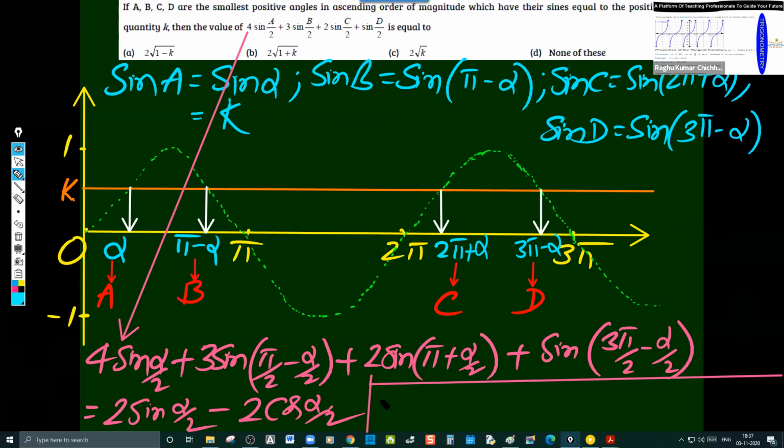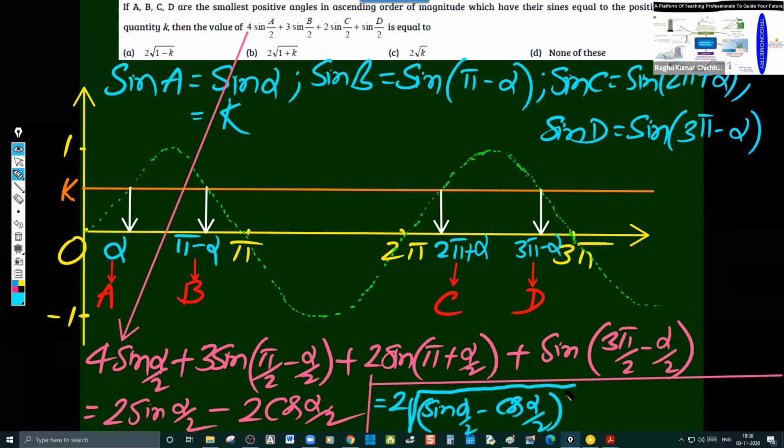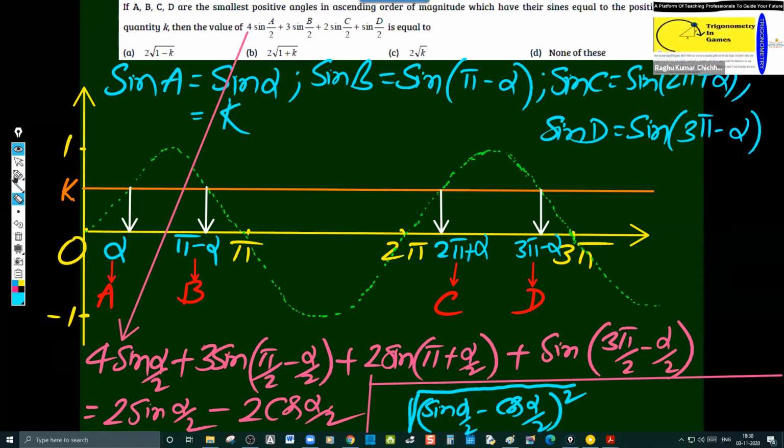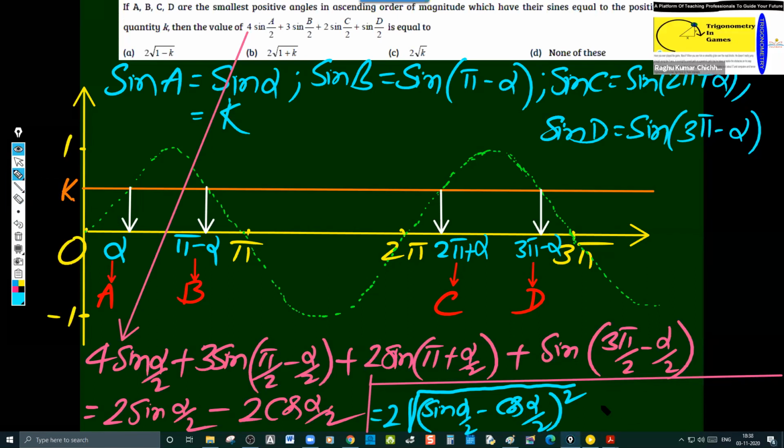Come on, tell me. I have to convert that to the terms of sine alpha. Take 2 common, 2 root over. Why should we write 2? Because root is there. I'll be writing it as 2 root over sine alpha by 2 minus cos alpha by 2 whole square. Come on, expand this under the root. 1 minus 2 sine alpha by 2 cos alpha by 2. Very good.